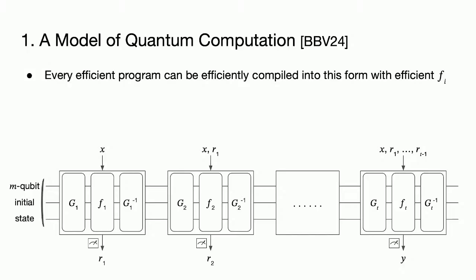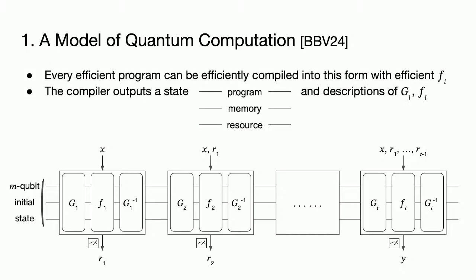And BBB24 shows that every efficient quantum program can be efficiently compiled into this form with efficient functions Fi. So the compiler would output a state that consists of the program, some memory, and resource, along with the descriptions of Gi and Fi. Okay, so we've mentioned the second thing that we need is to execute this quantum computation homomorphically over encrypted and authenticated states.